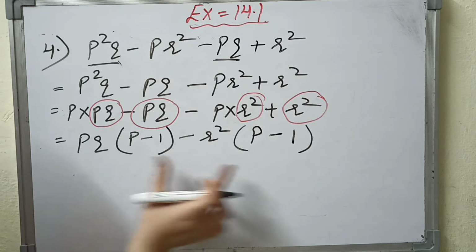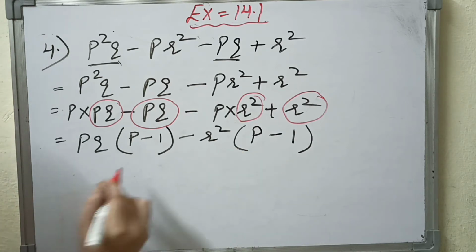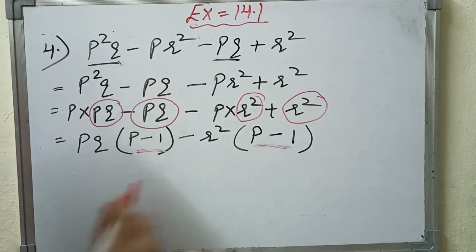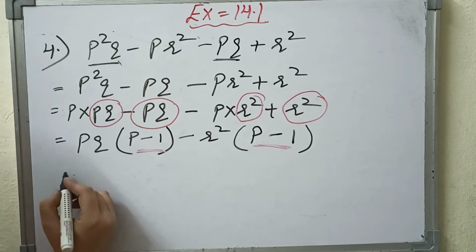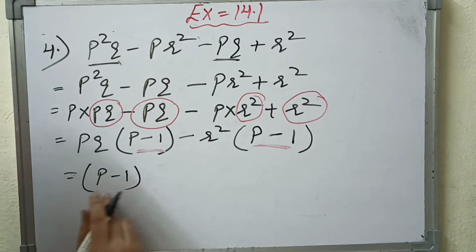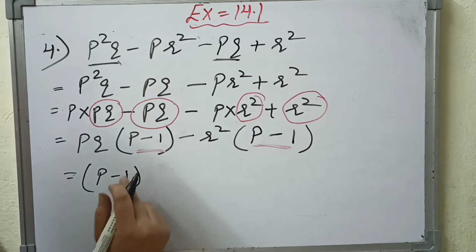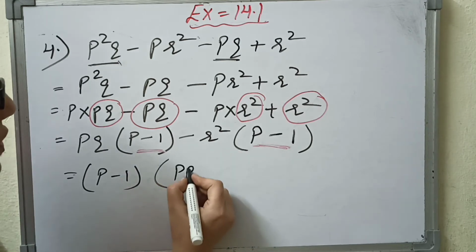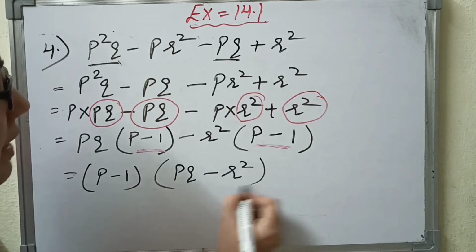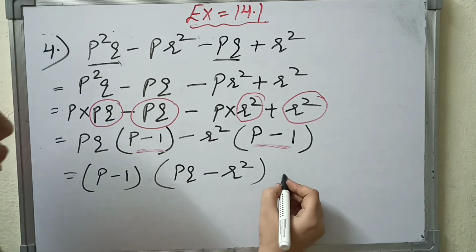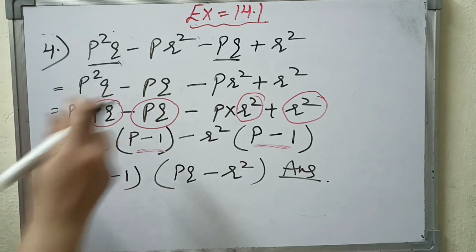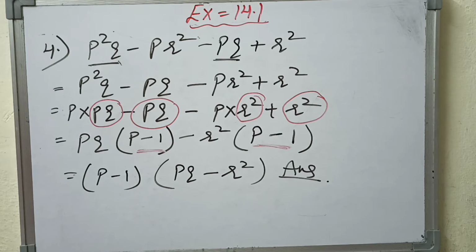Again, in these two terms p minus 1 is common. So we write down p minus 1 as a common factor from both these terms, and the term which is left would be written inside the bracket, that is pq minus r square, which is the factor form of the given expression of sum number.